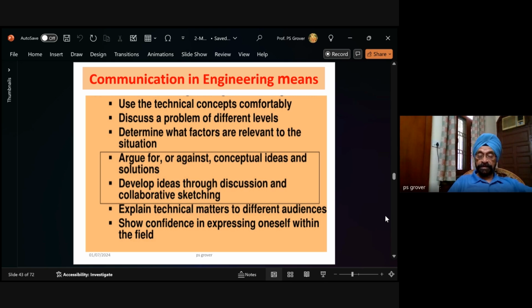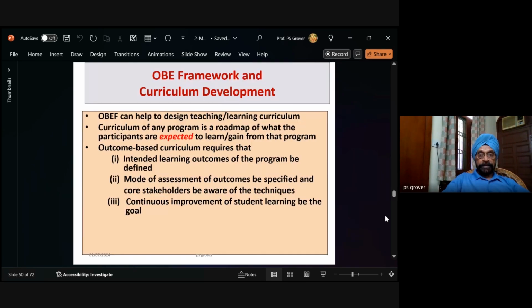You may be interacting with a layman, you may be interacting with a highly technical person, you may be required to prepare a presentation, you may be required to prepare documentation, and so on. ये चीजें कहाँ सीखेगा? वो क्लासरूम में सीखेगा. क्लासरूम में कैसे सीखेगा? जब उसके करिकुलम में ये चीजें इनकॉर्पोरेटेड होंगी. कैसे इनकॉर्पोरेटेड होंगी? It is through program outcomes. Now, so outcome based framework can help design teaching, learning, and curriculum.